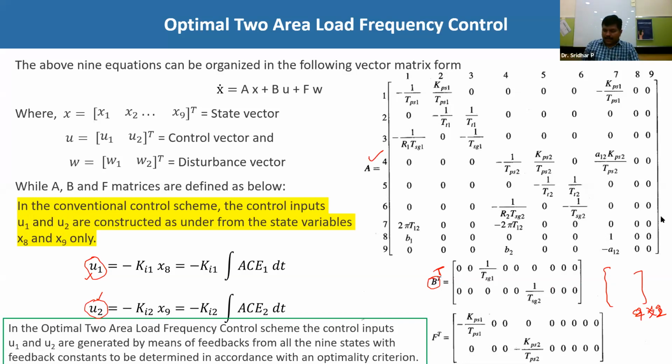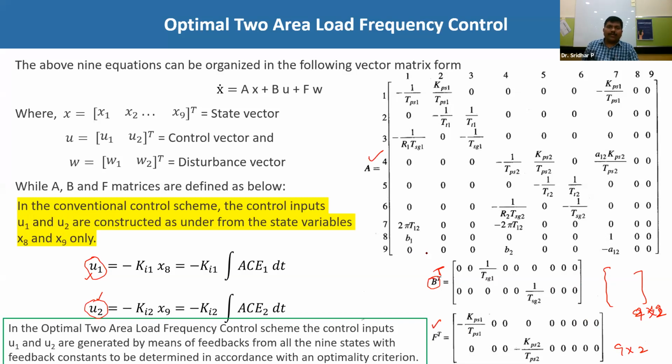And next, there is also a disturbance vector, that is nothing but the f of t. The size is the same, this is also a 9 by 2 matrix, and if you take the transpose, this becomes a 2 by 9 matrix. So this is the state space representation, and this state space representation we are going to use for optimal control of the load frequency control system.